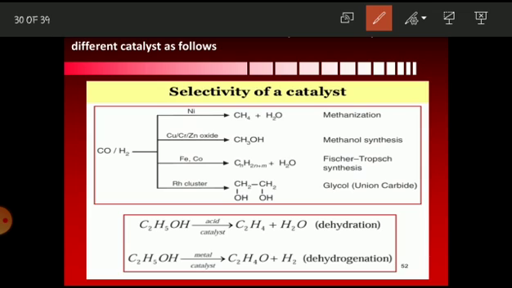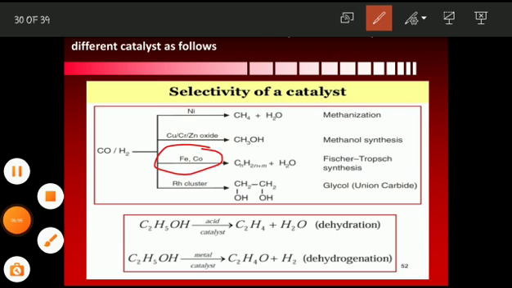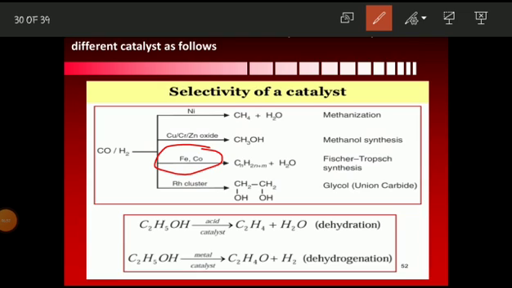Getting? The next one, instead of zinc oxide, if we use iron or cobalt as a catalyst. So when carbon monoxide reacts with hydrogen in the presence of iron and cobalt as a catalyst, then we'll get Fischer-Tropsch synthesis. That is, we'll get hydrocarbon and water as a byproduct. So if we use iron and cobalt as a catalyst, then we'll get a hydrocarbon product.